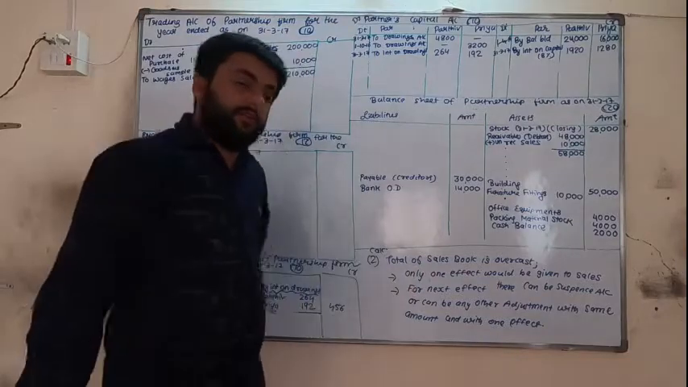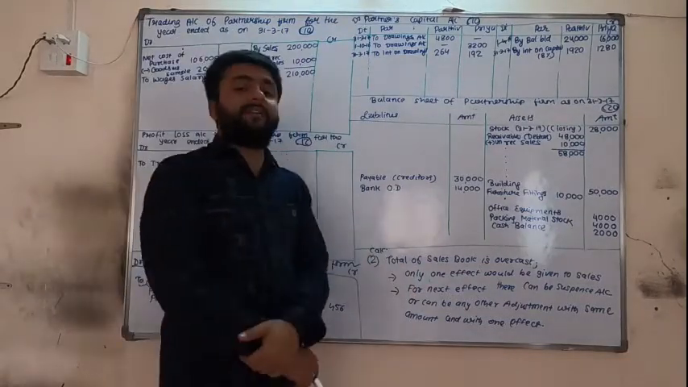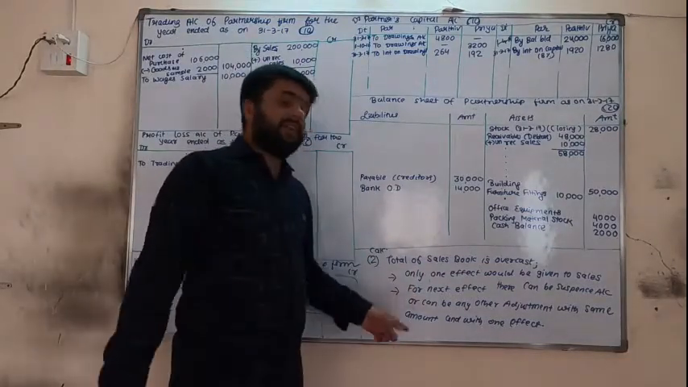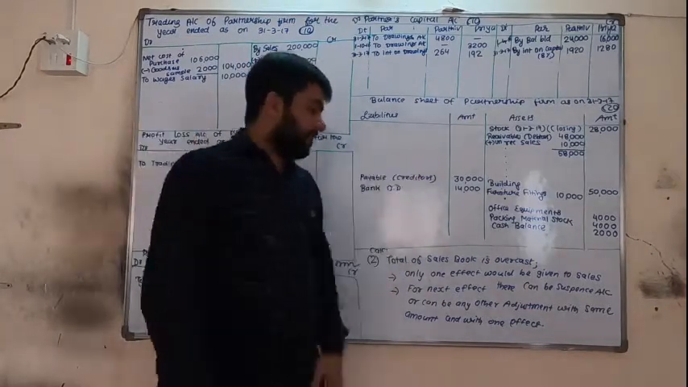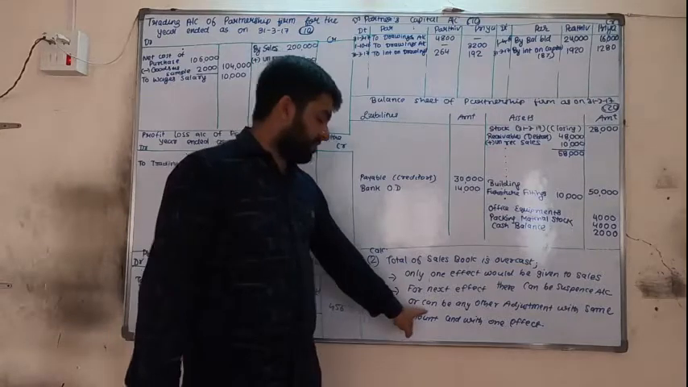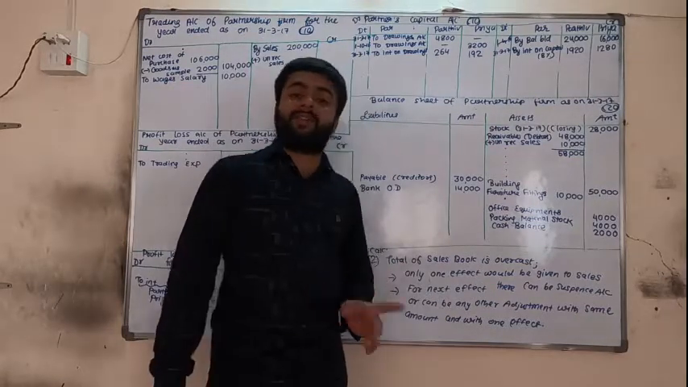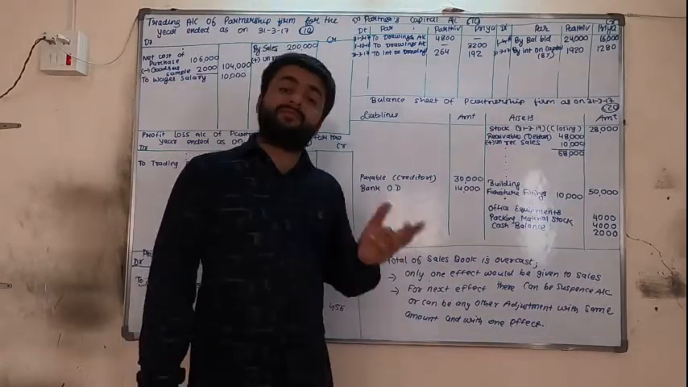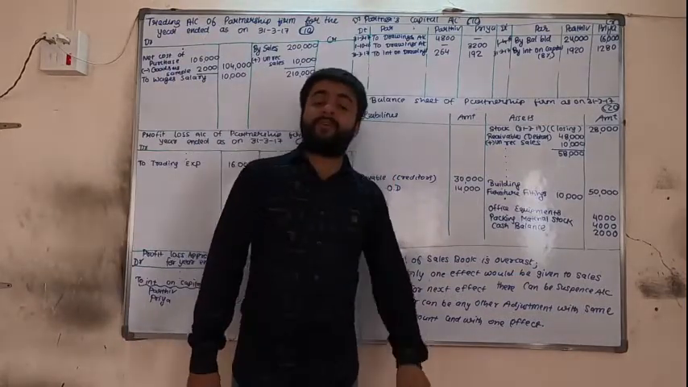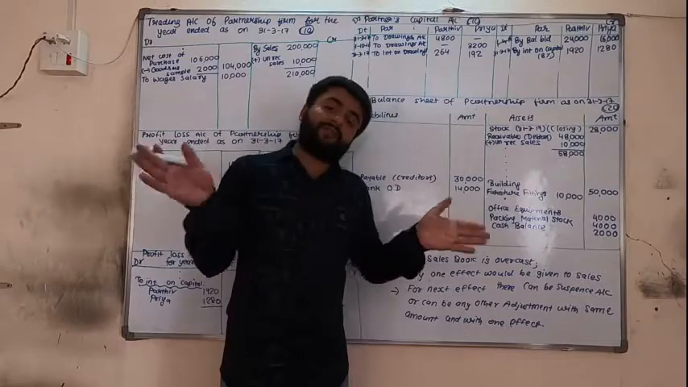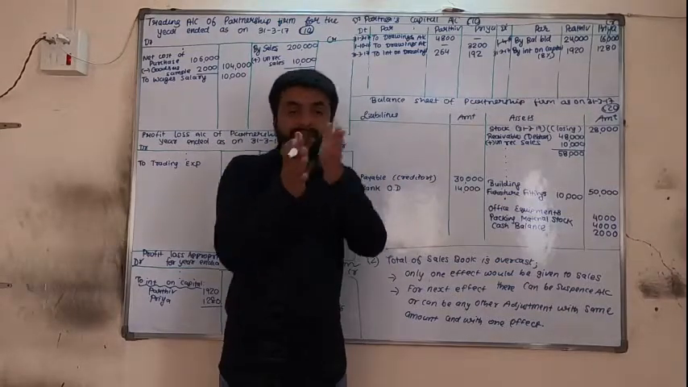Total of sales book is overcast. Only one effect is given. For the second effect, if in the question suspense account is given, then that would be closed. But if suspense account is not given, then it can be any other adjustment. There is one more adjustment which will have only one effect. So there are two types of sum, friends. In this type of sum, there are two adjustments with one effect. So their effect will be debit and credit.